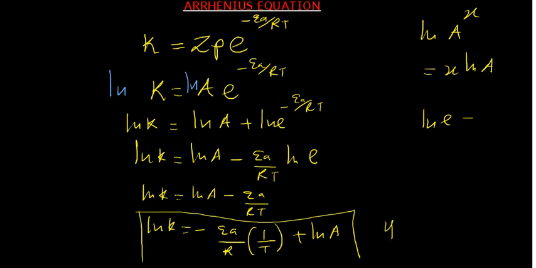So this is in the form y is equal to mx plus c, where the gradient m is given by negative activation energy divided by R, and the y-intercept is ln A. The y-axis is represented by ln k, and the x-axis is represented by 1 over temperature in Kelvin.